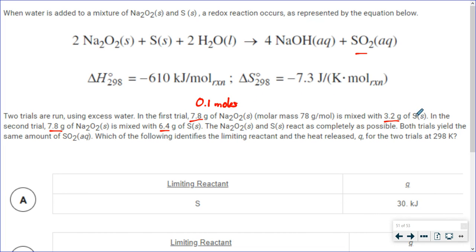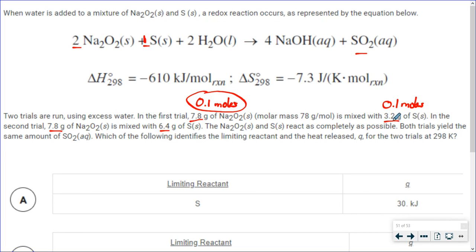And 3.2 grams, if you look up the molar mass of sulfur, it's 32 grams per mole. So this is also 0.1 moles of sulfur. Well, if I go to my equation here, I need 1 mole of sulfur for every 2 moles of Na2O2. So I need twice as much Na2O2 as I need sulfur. That means I'm going to run out of this first. So that's my limiting reactant.